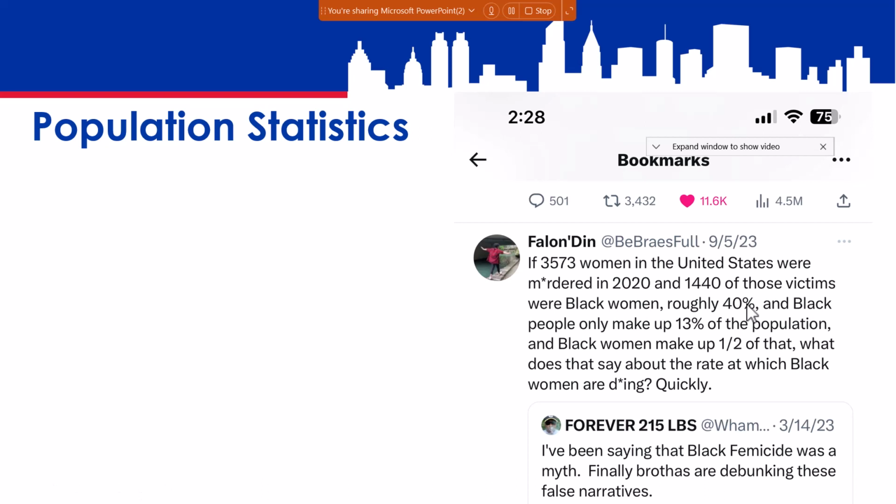And since we know how to guesstimate, as we did earlier, calculating the average, here we're just looking at, okay, that may be almost 50%. So 40%, maybe that is right. But this person goes on to say Black people only make up 13% of the population, and Black women make up half of that. What does that say about the rate at which Black women are unalive? So, what is this person trying to say?